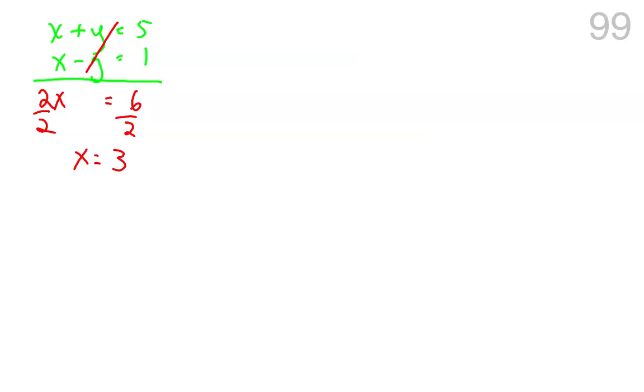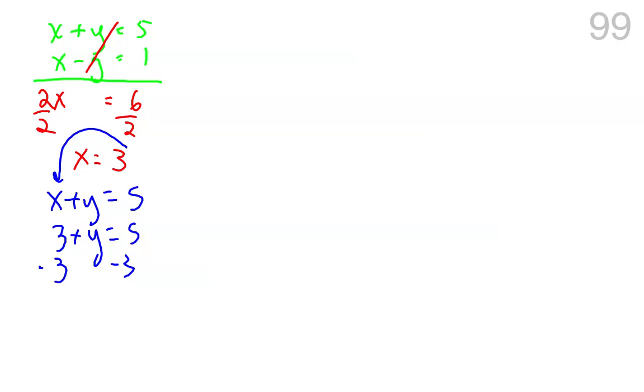No. So now what I have to do is go back and I can write either equation. I'm going to use the top one because everything's positive. And what I'm going to do is substitute the 3 in for x because that's what it equals. And I get 3 plus y equals 5, minus the 3, y equals 2. So my answer actually involves two parts. One part is for the answer to the x, the other part is for the answer to the y.